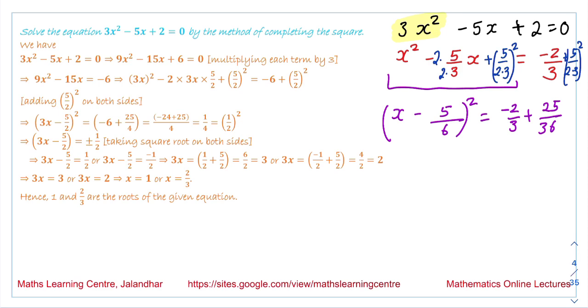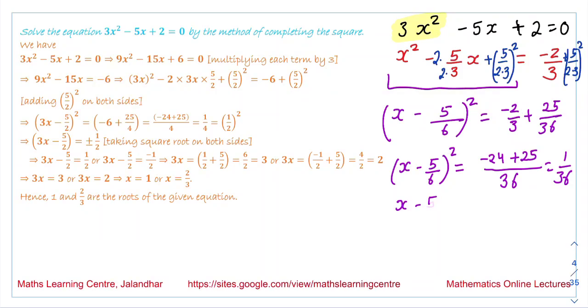So it is (x - 5/6)² equal to, when we take LCM over here, 36 is the LCM, so it is -24 + 25, so it is 1/36. This is whole square. So what we get is that x - 5/6 is equal to ±1/36, so it is ±1/6.